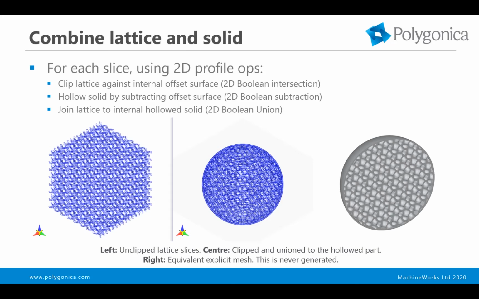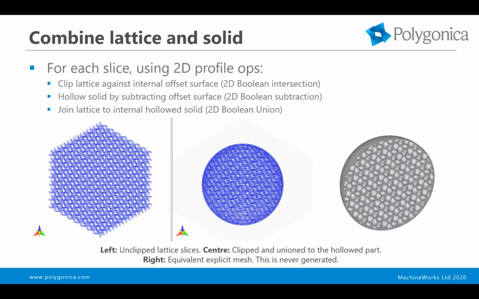However, once we've generated the lattice slices, we need to clip them to the part and then union the clipped lattice to the part. And we do that using the 2D Boolean operations. The picture on the left shows the unclipped lattice slices from before, whilst the picture in the center shows a sphere. We've created a sphere to represent the part in this case, to keep it simple, and we've hollowed out the sphere and then sliced the sphere. Each slice in the lattice is first clipped to the corresponding slice from the sphere, and then the resulting clipped slice is unioned to the same slice from the sphere to create a full slice representing one layer of the final part.